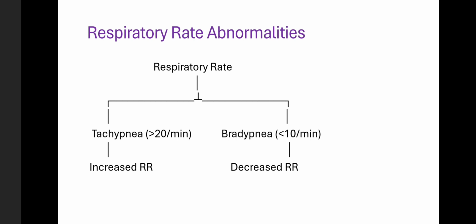Tachypnea is defined as a respiratory rate climbing past 20 breaths per minute. It's the body screaming for oxygen or scrambling to blow off excess acid. On the flip side, we have bradypnea, dropping below 10 to 12 breaths per minute. Bradypnea is a massive red flag that the respiratory drive itself is shutting down, whether due to toxins, metabolic failure, or structural neurological damage. Let's break down what drives each of these.